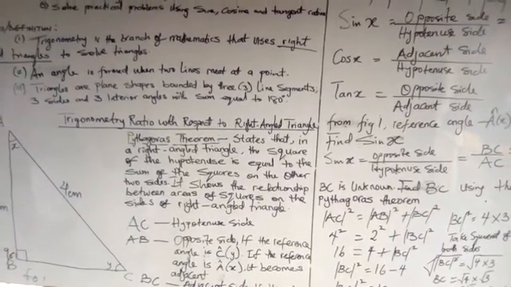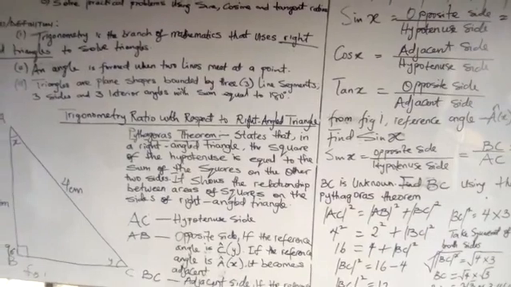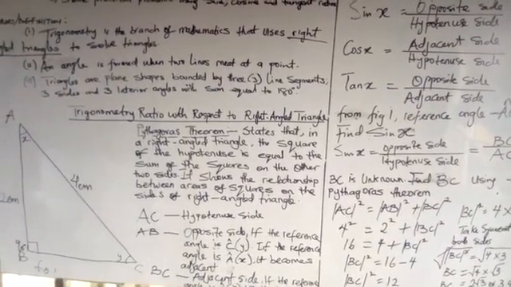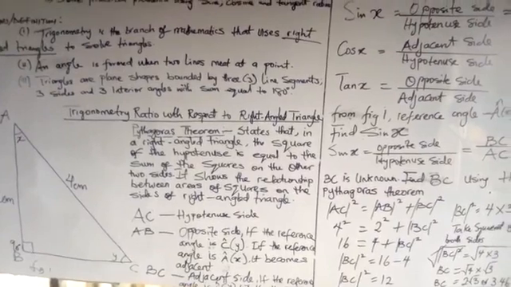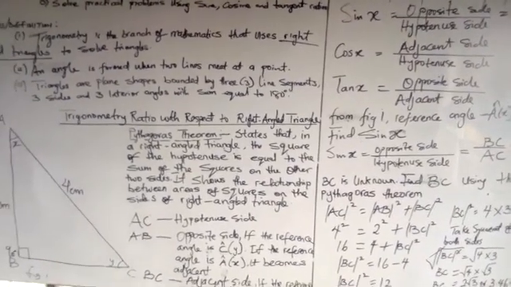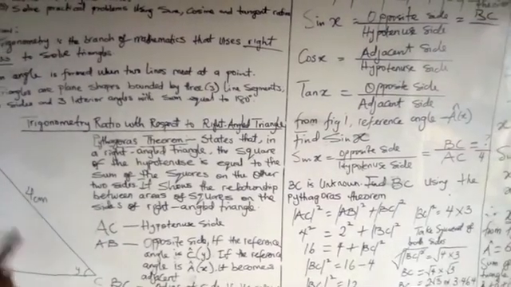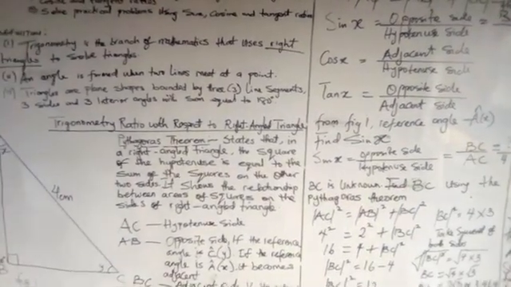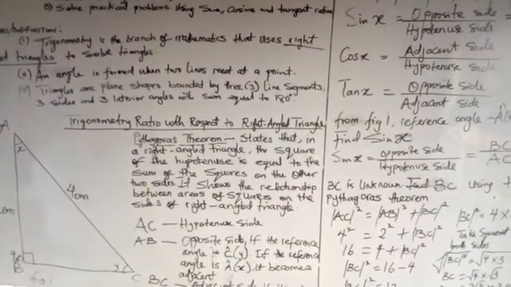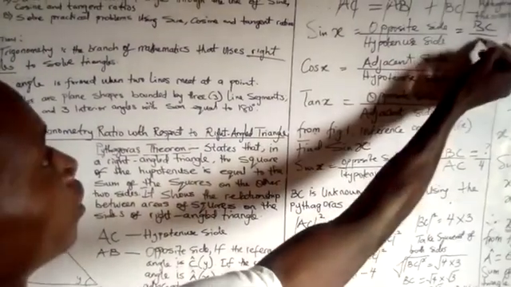So first of all, in the right angle triangle, you should know which side is the longest. That's your hypotenuse. Then you begin to use the reference angle to get which of the other two sides is the opposite and the adjacent. For this triangle, our opposite is BC with reference angle X, while our hypotenuse is AC.